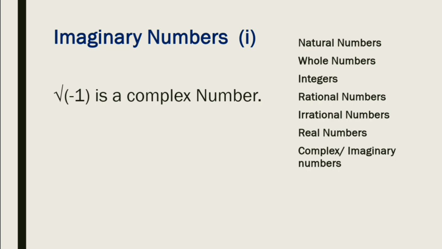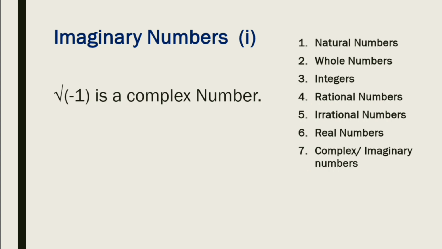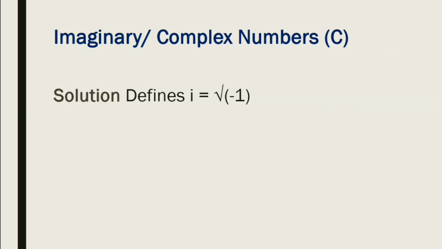The root of negative 1 is a complex number. And I think you're seeing that the family is getting bigger and bigger. We have natural numbers, whole numbers, integers, rational numbers, real numbers, and complex or imaginary numbers. The number types are 7.